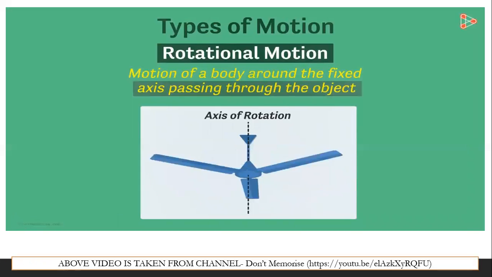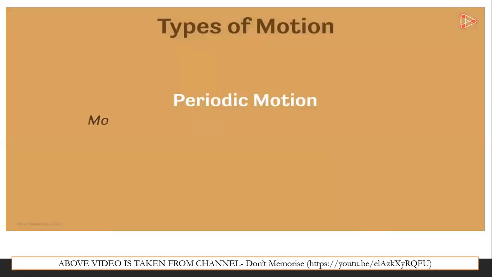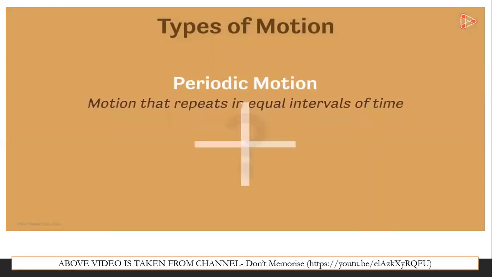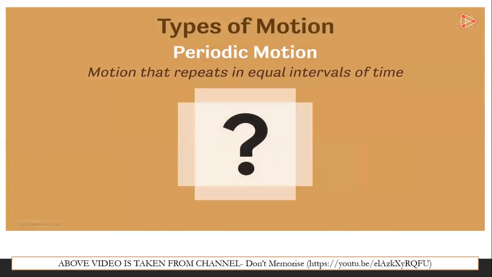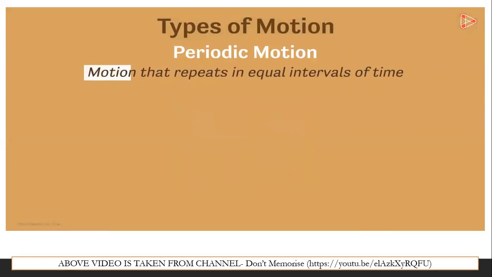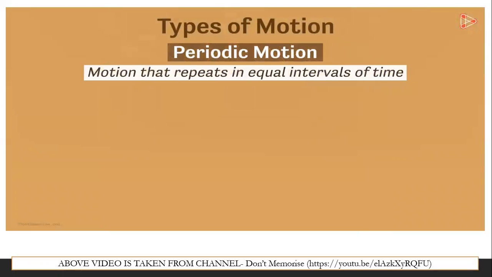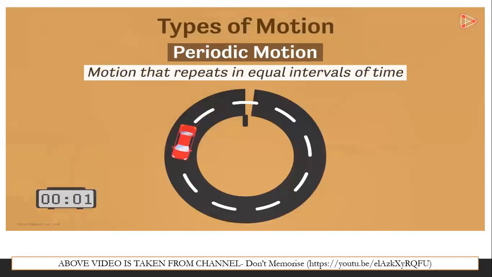And the final type of motion is periodic motion, which is the motion that repeats itself in equal intervals of time. Can you think of any example of this type of motion? Any object repeating its motion in equal intervals of time will be undergoing periodic motion. Assume an object is moving in circles and is covering each round every 3 seconds. Is it performing a periodic motion? Absolutely. Since it's repeating its motion along the same path every 3 seconds, it is undergoing periodic motion.